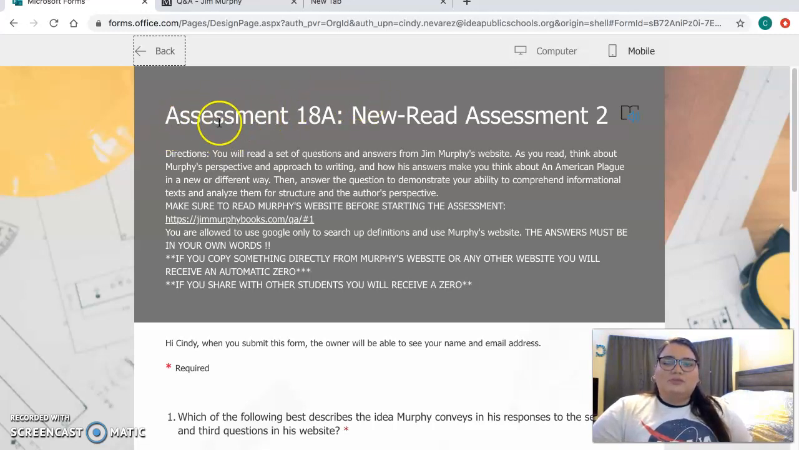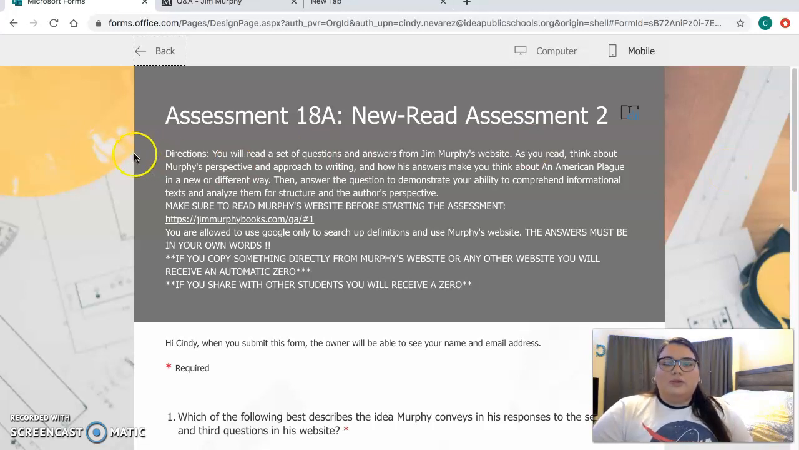So I've opened up the assessment 18A, new read assessment 2. And this is exactly how it's going to look for you. So right now I have it as how students are going to be able to see it. And we're going to review what you're supposed to do.